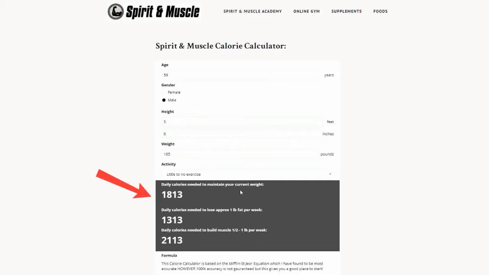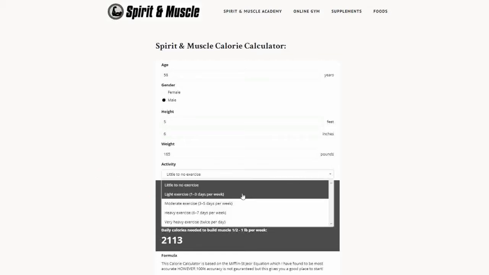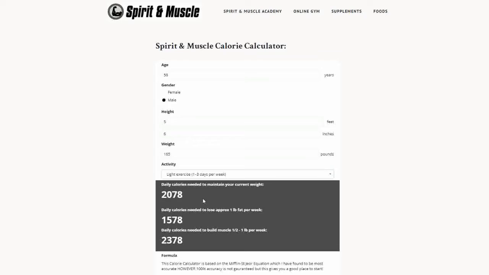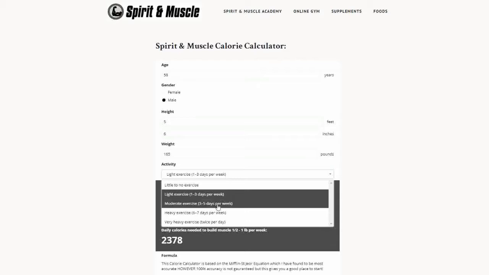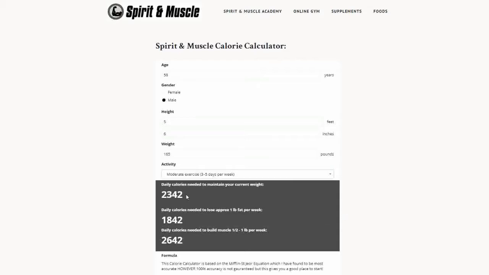Now activity level. If I did little to no exercise, as you can see, my maintenance calories would be about 1,800 calories a day. If I exercised a few times a week, it would be about 2,000 per day. But in reality, I exercise 4 to 5 times a week, so my daily maintenance calories at my current activity level are about 2,300 calories a day to maintain my body weight.